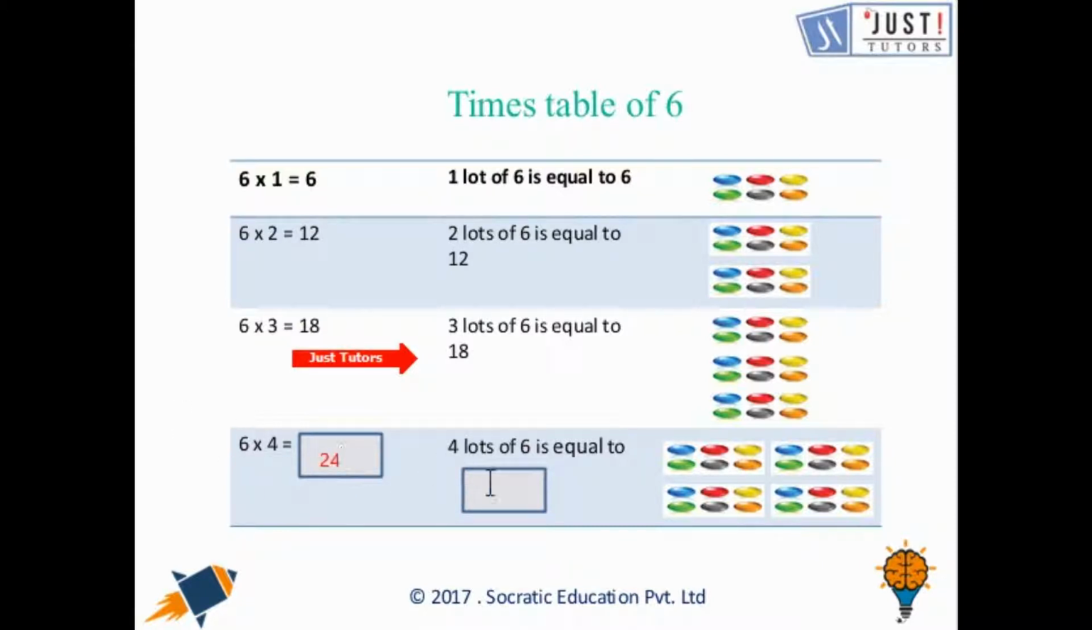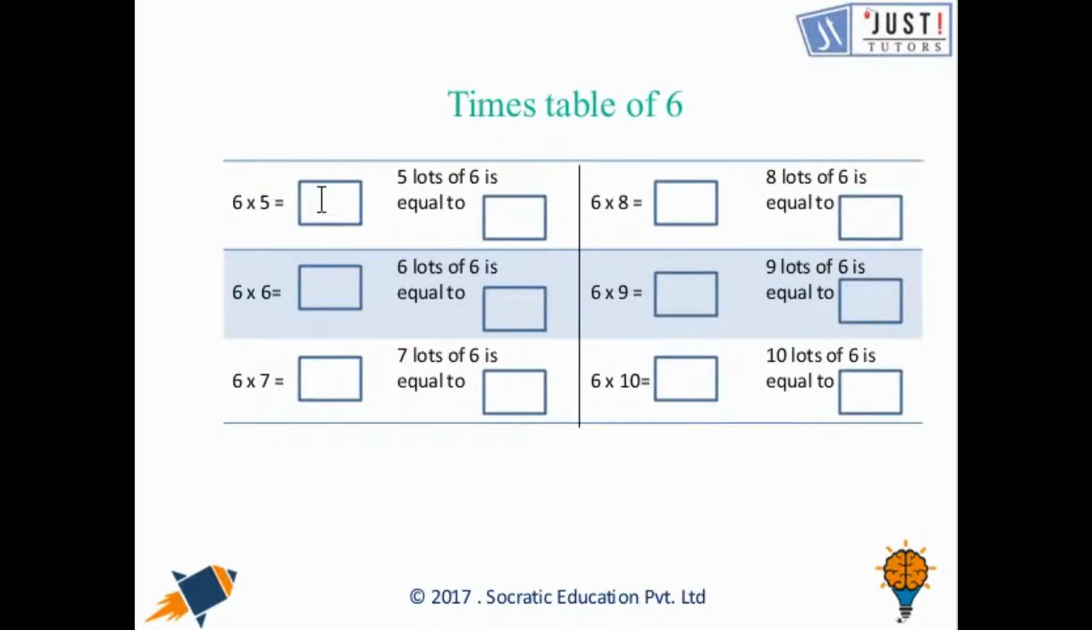Let's write down the answers in the given boxes. Moving forward, 6 times 5 is 30. 6 times 6 is 36. 6 times 7 is 42. 6 times 8 is 48. 6 times 9 is 54. And 6 times 10, or 10 lots of 6, is equal to 60. That's the 6 times table.